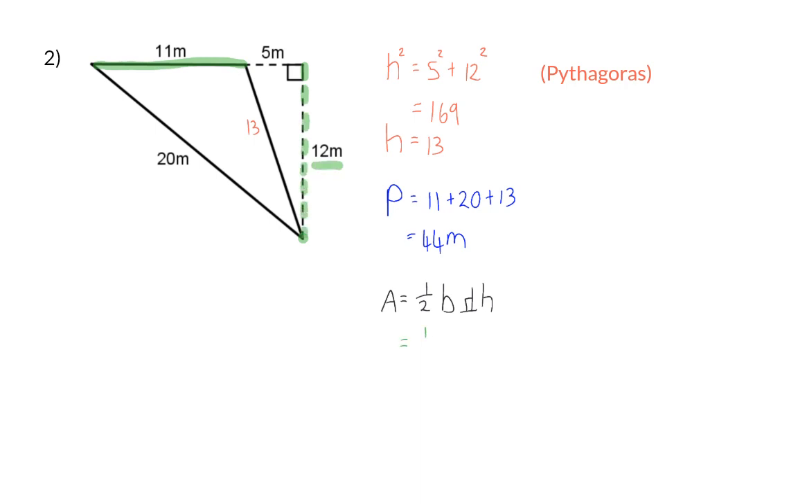This means that the area will be a half times 11 times 12, and that will give us 66 meters squared. Remember that if at any point you feel like you need a more in-depth look at what we are doing, you can watch the grade 8 videos on measurement as well.